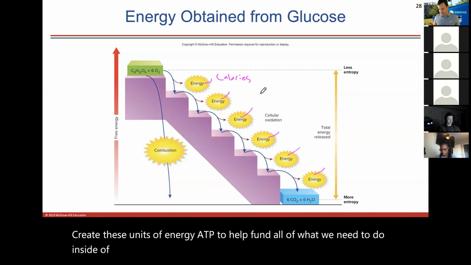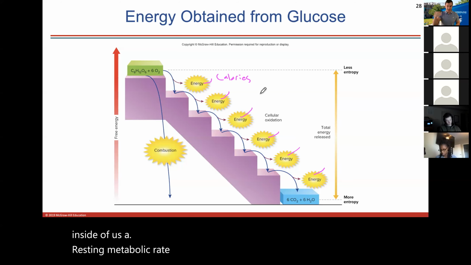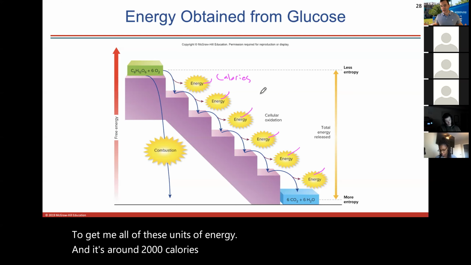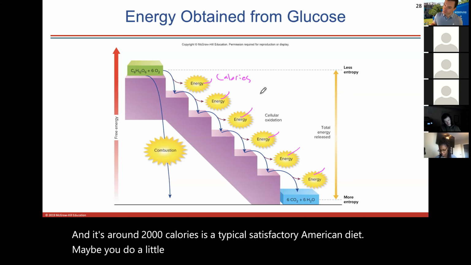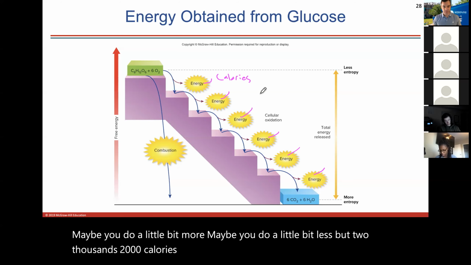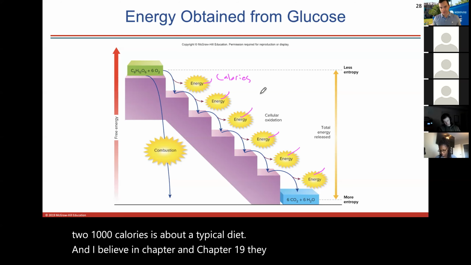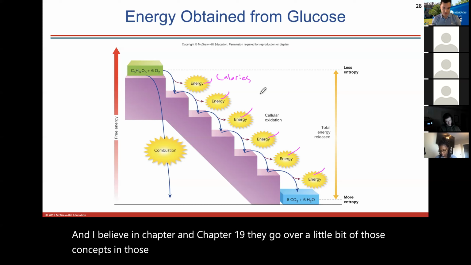A resting metabolic rate or a basal metabolic rate is the bare minimum number of calories I need to shovel in my mouth to get me all of these units of energy. And it's around 2,000 calories for a typical satisfactory American diet. Maybe you do a little bit more, maybe a little bit less. I believe in chapter 19, they go over a little bit of those concepts and numbers. I'm not going to ask you those numbers, so I'm just telling you right now in case I don't say it later.